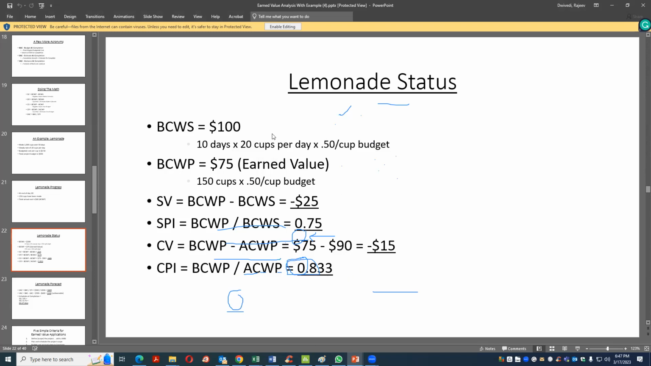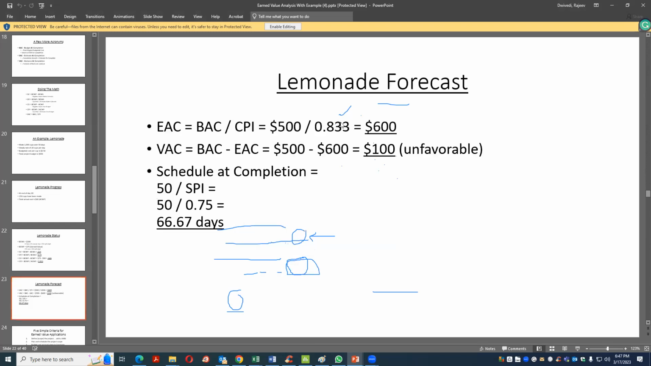Once you understand these three numbers, it is very easy to make your decision. Basically this is the actual cost, the planned cost, and this is the CPI, cost performance index. So $500 divided by CPI, so $600. What is the meaning? It means if the project keeps going like this making 1,000 lemonades, instead of $500, it is going to cost you $600.